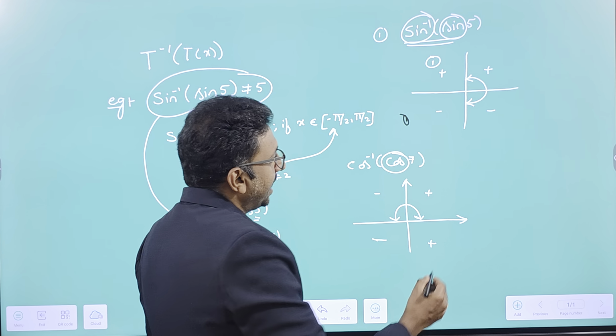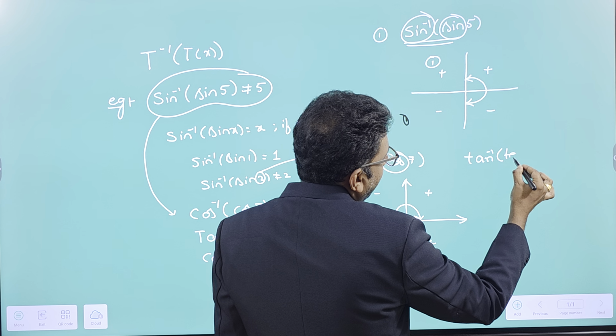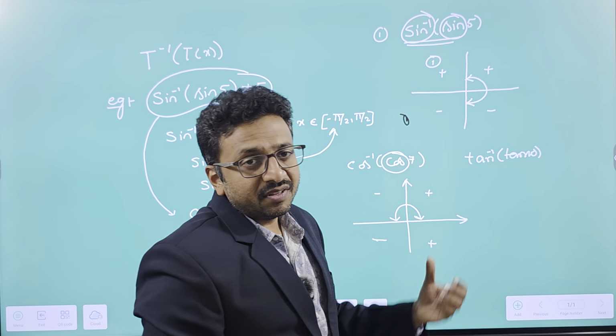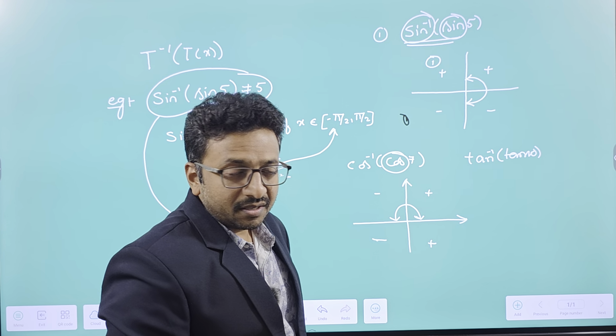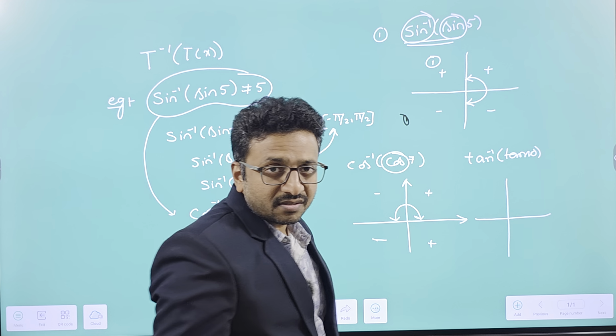Similarly, the tan inverse of tan quadrant diagram. For example, if you want to find tan inverse of tan 10, we start with the quadrant diagram of tan inverse of tan. How do you draw the quadrant diagram for tan inverse of tan? Draw x and y axis.